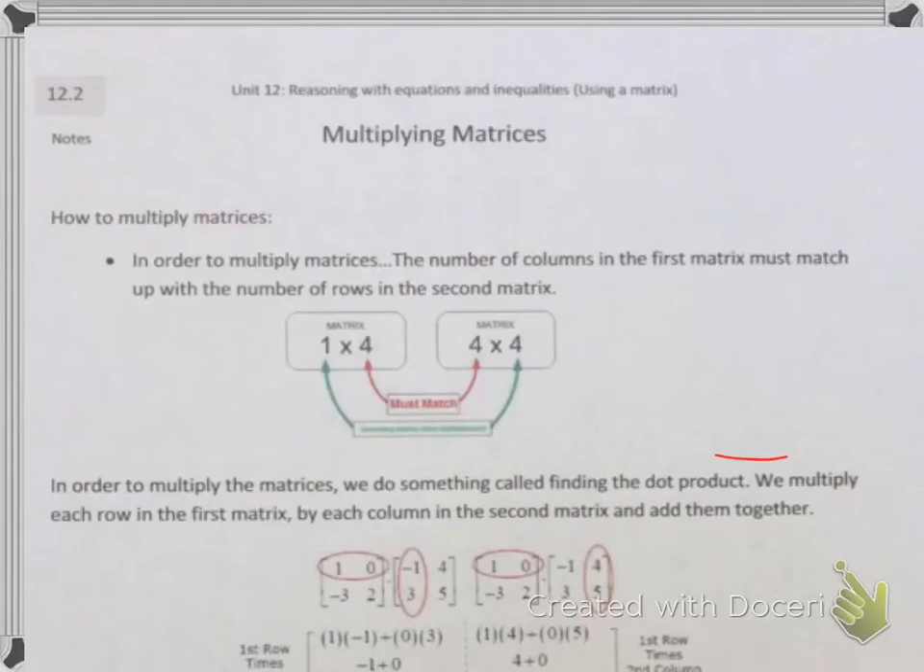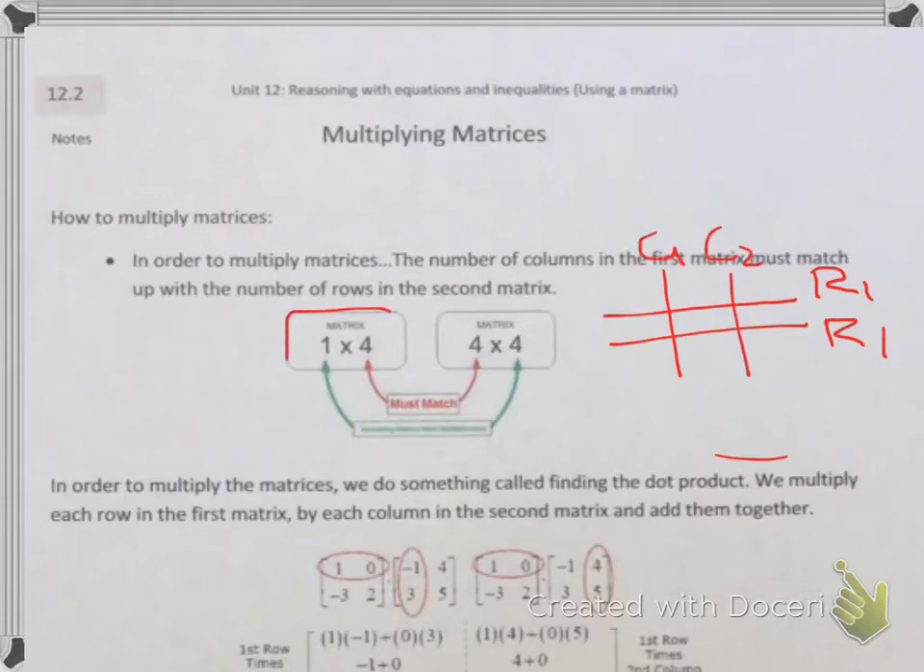We're going to look at the dimensions of the matrices, remembering that matrices are named by their rows and then by their columns. Rows go left and right, columns go up and down. So if we had a matrix that's the size of 1 by 4 and a matrix that is a 4 by 4, if these two middle numbers are the same, it tells us we can multiply them together, and these outside two numbers tell me the size of my answer.